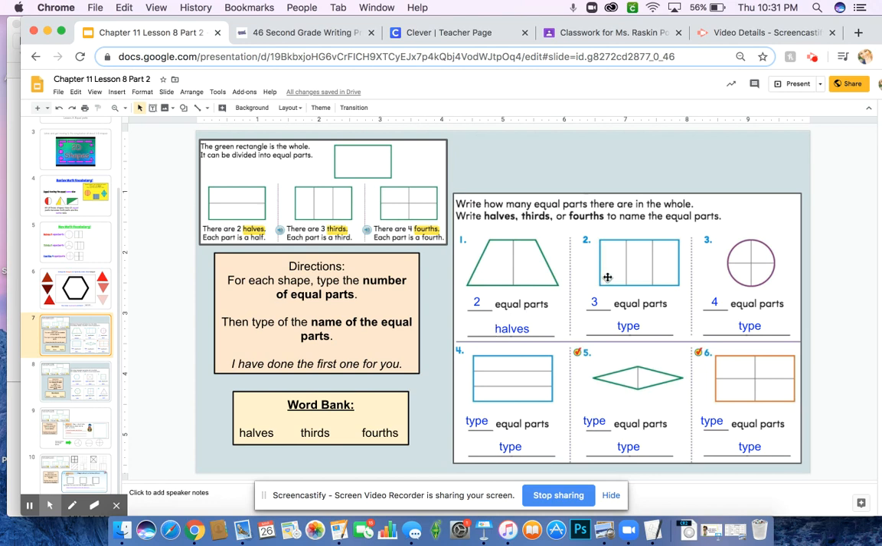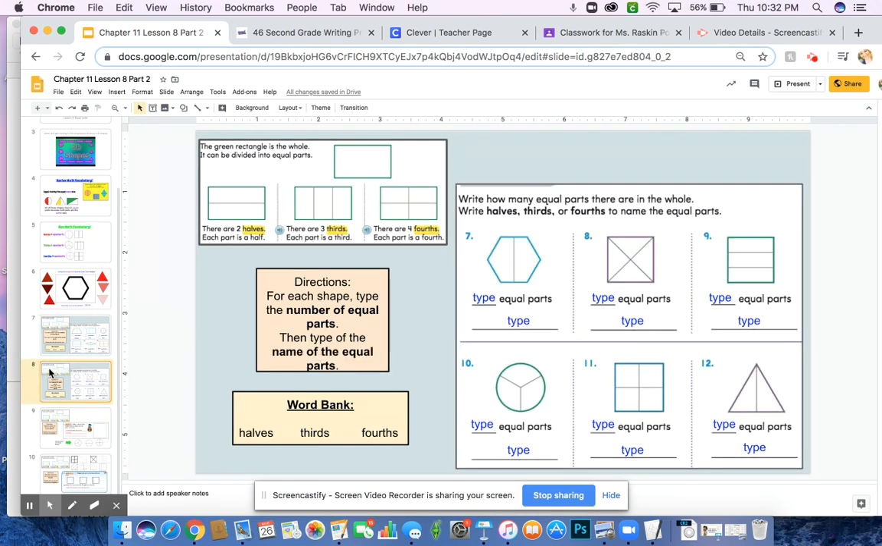For number 2, I see there are 1, 2, 3, so I put that there are 3 equal parts for you. You need to type what that name is. And then for number 3, there are 1, 2, 3, 4 equal parts. You're going to write the name of those parts, and then you're going to do it on your own for 4, 5, and 6. And I do have a little word bank here for you so you know what to write on that bottom line. You're going to do the same thing for 7, 8, 9, 10, 11, and 12, just like the previous slide.